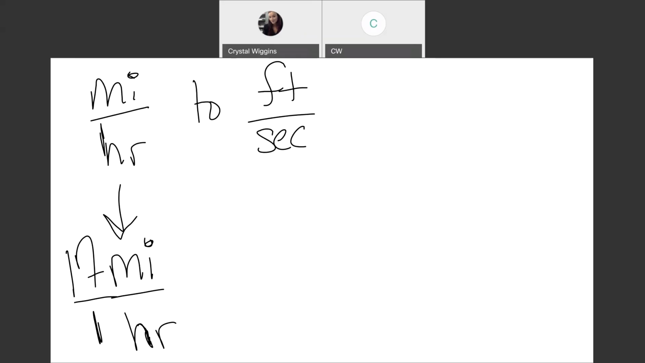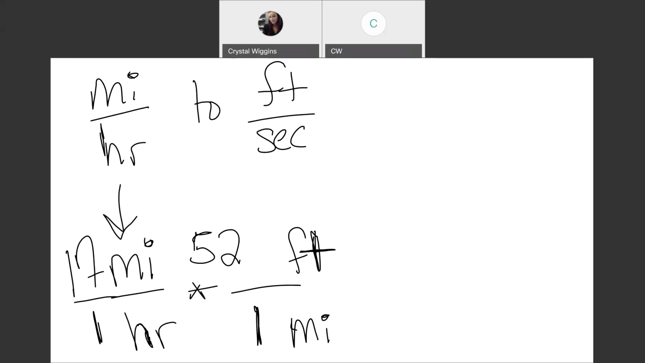Now, I need this unit to be feet per second. So the first thing I need to do is get rid of the miles. Okay, so I need a conversion factor of how many feet are in 1 mile. If I look that up, because a lot of you may not know, there are 5,280 feet in a mile. So this is called a conversion factor, this fraction, 5,280 feet over 1 mile. The reason I have the miles on the bottom here and not at the top is because it needs to be diagonal from this mile so that they cancel when I do dimensional analysis.